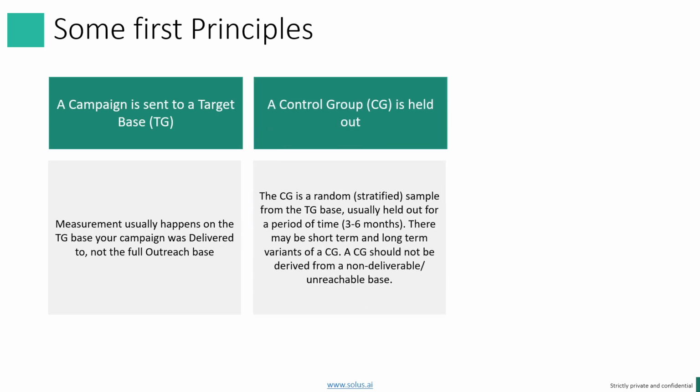There's a control group that gets held out from the target base. This is most commonly a 5 or 10% group. It's a random, stratified sample to make sure there's representation across the kinds of segments within the target base. A control group very often needs to be held out for a period of time. If you hold it out fresh for each campaign, you're not really going to be able to measure the impact of having done targeted communication. At the same time, you can't hold it out for too long.